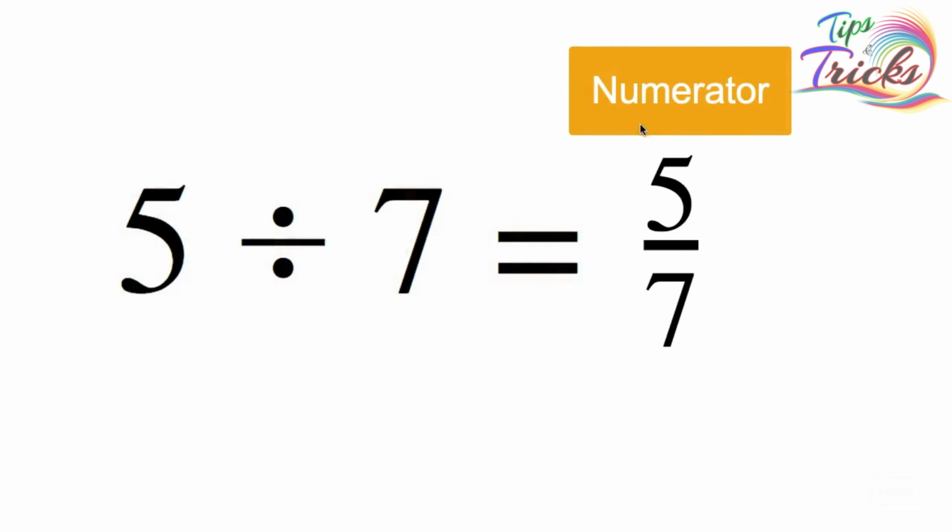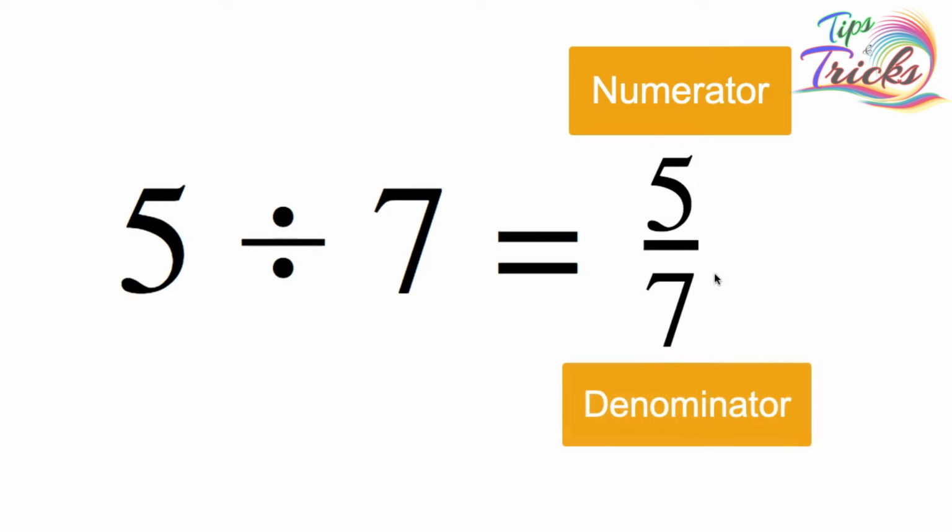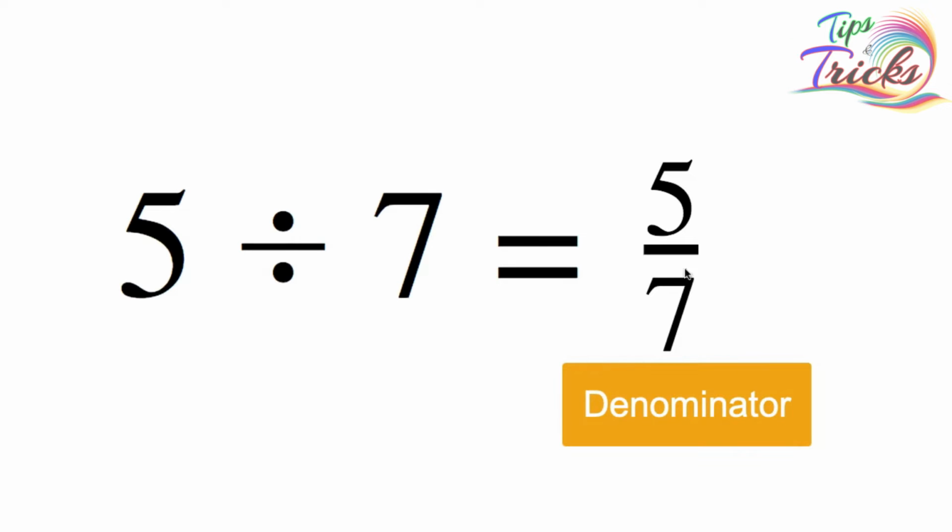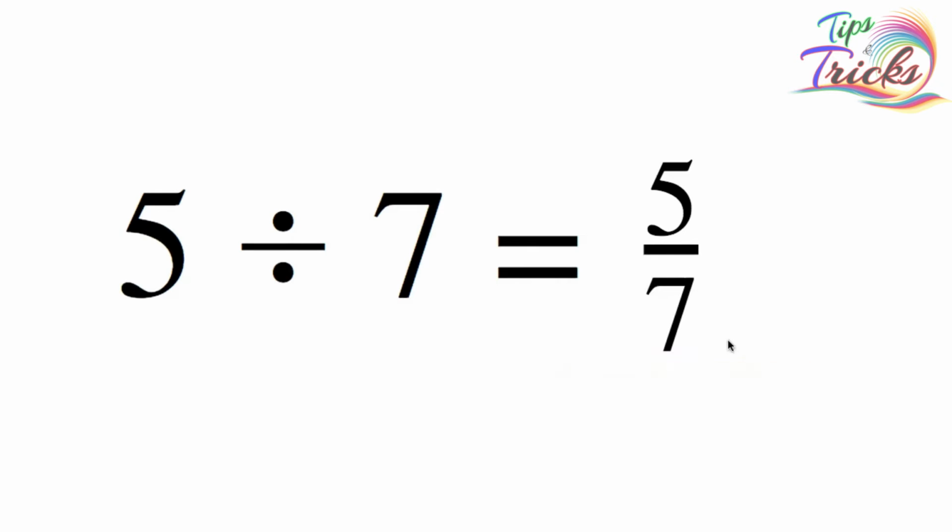Now, the top part is called the numerator and the bottom part is called the denominator. The denominator describes the number of pieces it takes to make one whole piece.